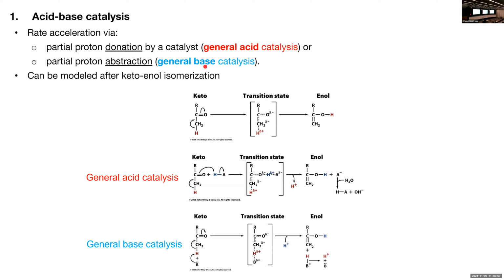So that's general base catalysis, and this general acid or general base catalysis can be modeled easily by looking at this keto to enol isomerization. We talked about this a long time ago when we talked about tautomerization, where it can be the keto form or the enol form. And this is a pretty slow process actually. So here's an example of a compound that contains the acetyl group, as you can see, the CH3CO group here.